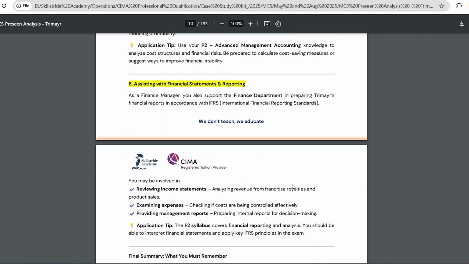Then finally, as a finance manager, you also assist with financial reporting and financial statements. You are responsible for making sure that the transactions incurred at Tremere are reported in the statements as per IFRS. So you are supposed to have very strong knowledge of your F2 syllabus, financial reporting and advanced financial reporting.